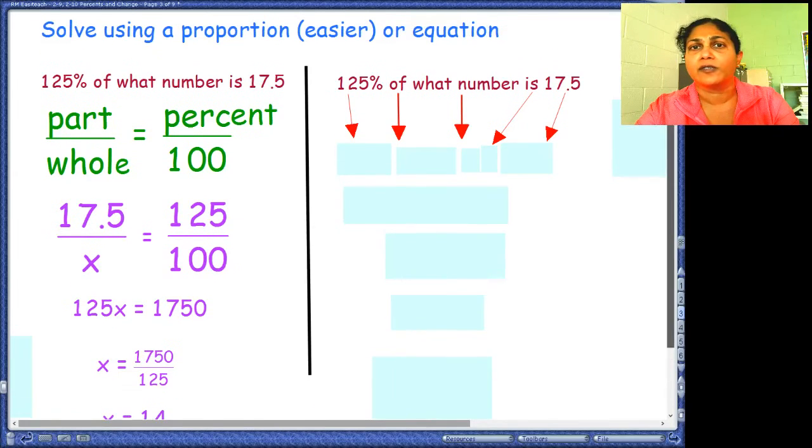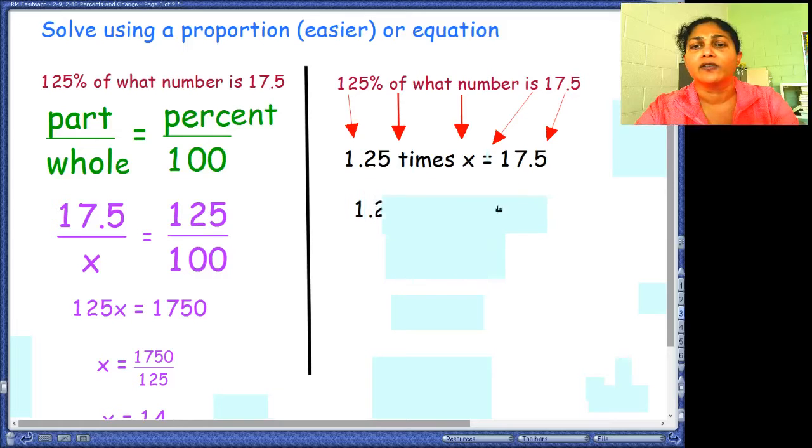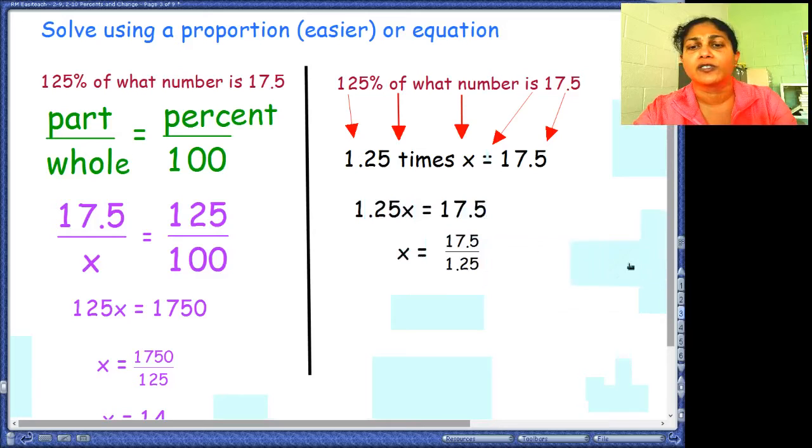The other way to do this is by writing an equation. 125% becomes 1.25. Of becomes times, what number is your x, is is the equal to, and 17.5. So it becomes 1.25 times x equals 17.5. You solve the equation, and you should be able to do this without a calculator, hopefully, and 14 is your answer.